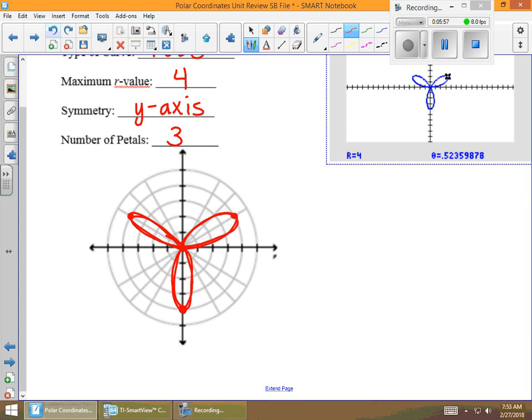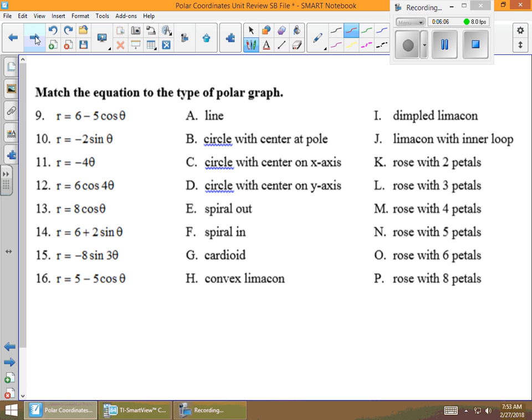All right. For 9 through 16, graph those equations on your calculator and take a look at what they are. Go ahead and match those up. All right, that's polar graphing. The next video will be polar forms of a complex number.